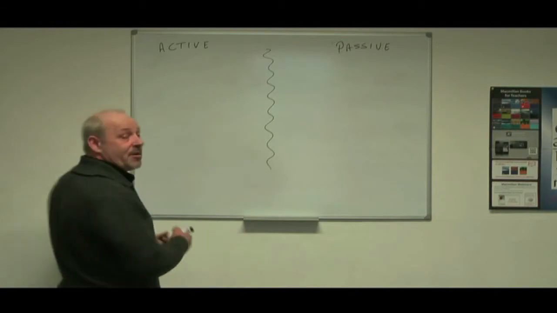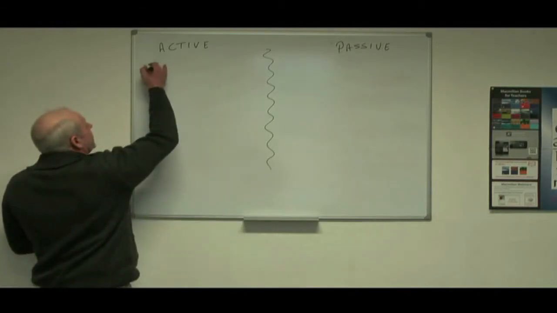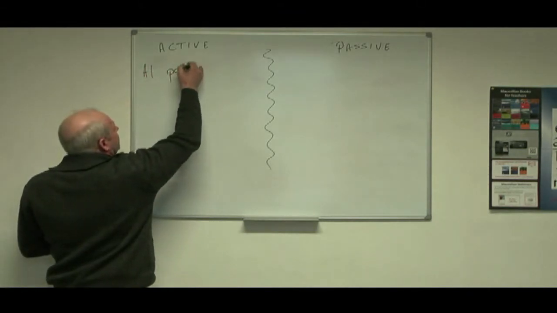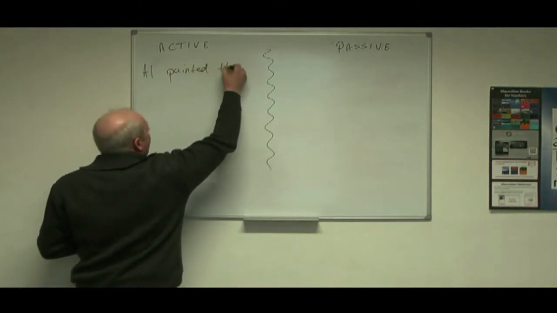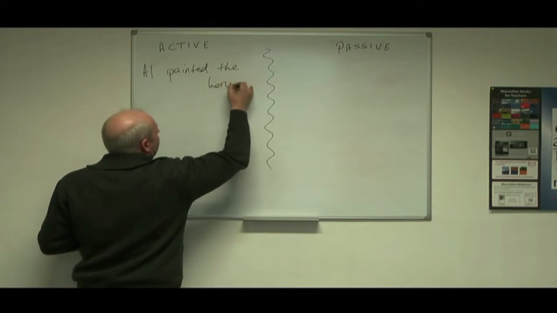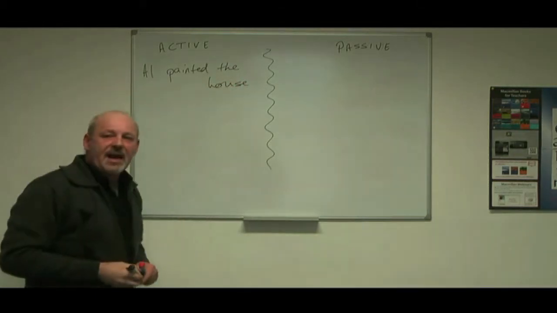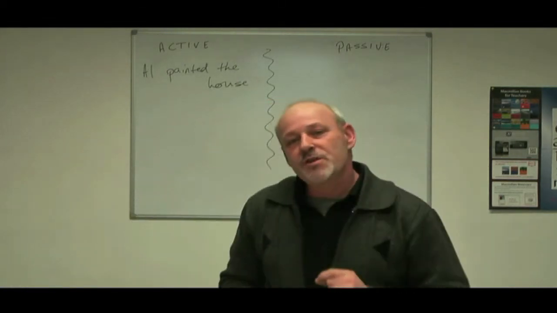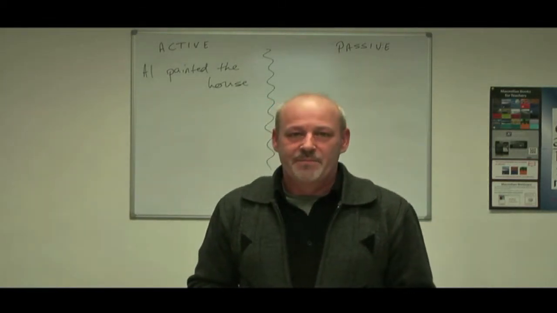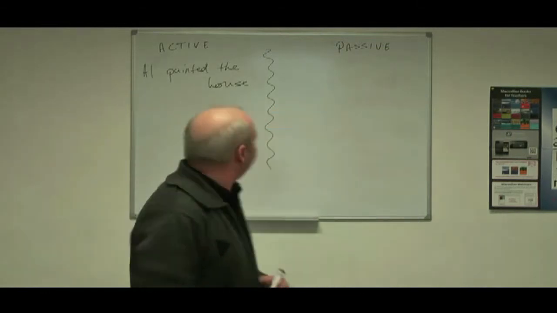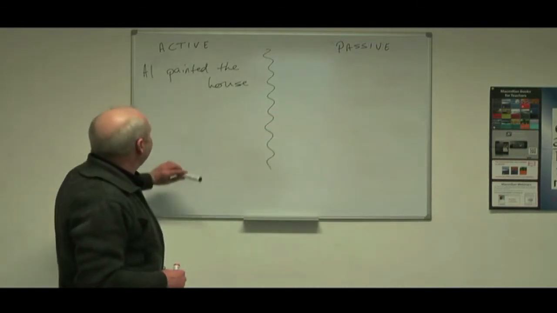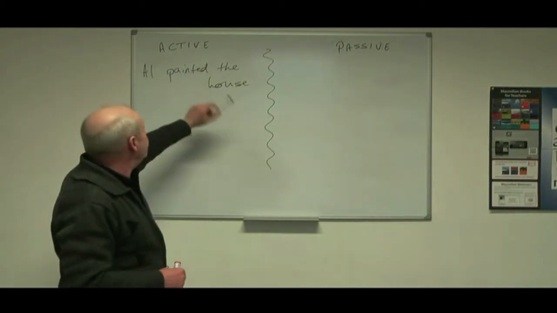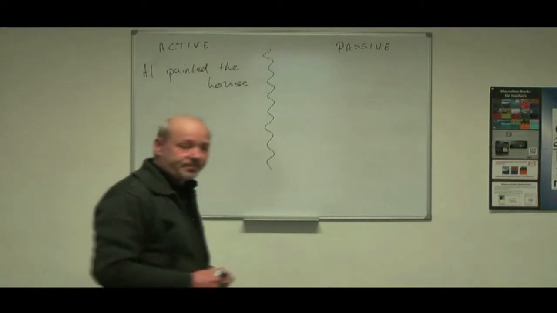First of all, we'll start off with an active sentence. Al painted the house. This sentence is an active sentence. We are more focused on the person who did the action. We use this in all active sentences. We have the subject, we have the verb, of course in the past tense, and then we have the object.